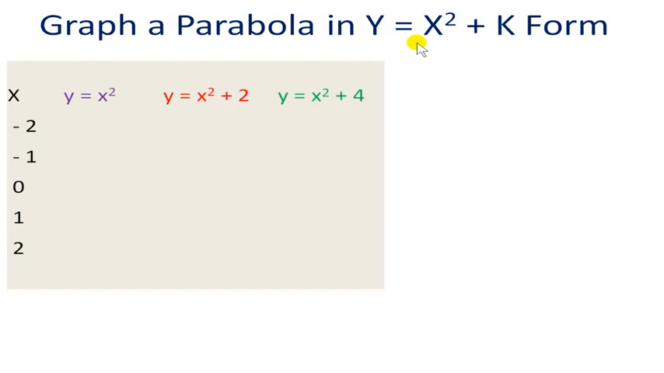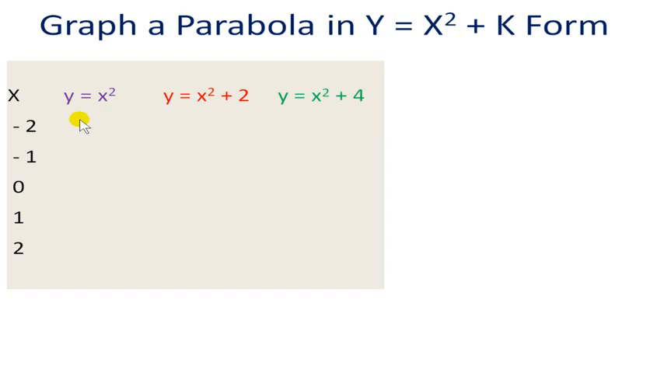Let's graph a parabola in the form of y equals x squared plus k. We're going to graph three parabolas and compare them. The first will be y equals x squared, the second will be y equals x squared plus 2, and the third will be y equals x squared plus 4. To graph this parabola, we're going to replace the x value with these five key values.